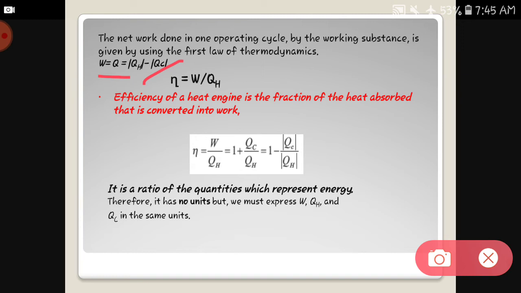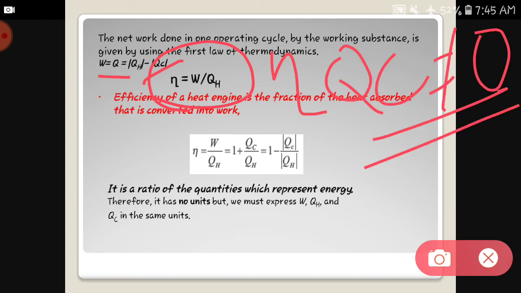Okay, so we are going to discuss one term, which is nothing but thermal efficiency. What is thermal efficiency? It is given by eta. This sign is known as eta, and it is given by the formula eta is equal to W by QH. As we said, not all the heat energy absorbed is converted into work done. There should be some energy which is absorbed by the sink. So QC will not be 0 for the heat engine.